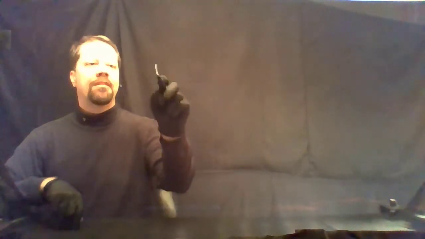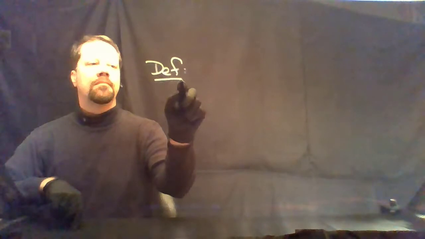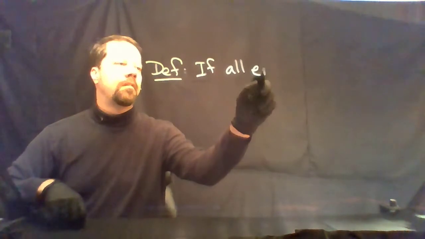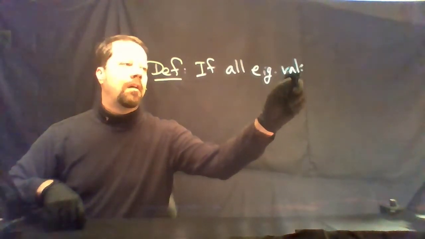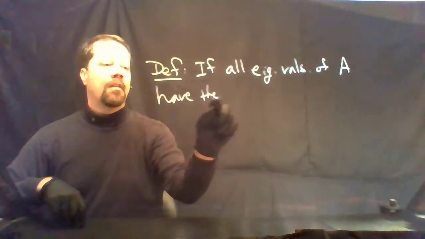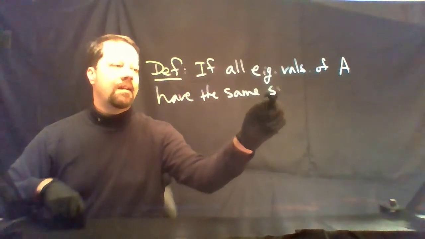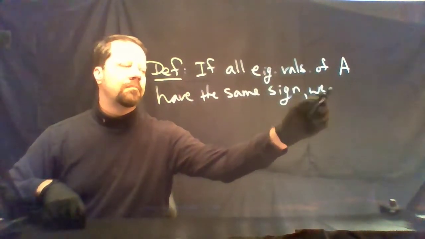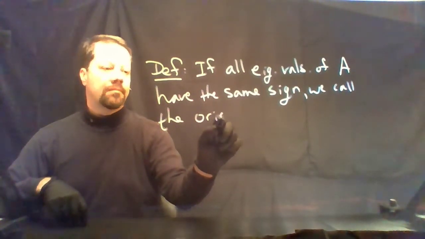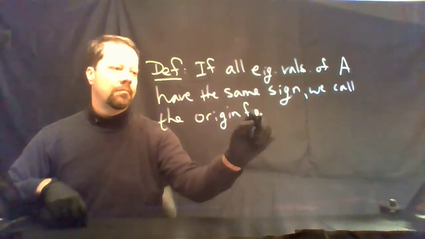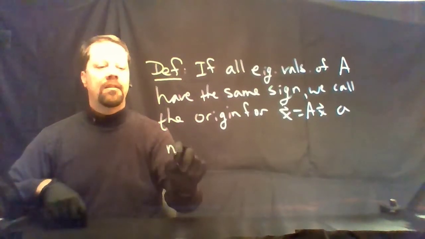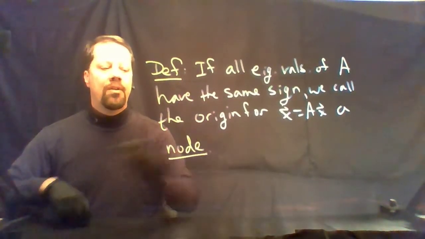We need to make a definition. If all eigenvalues of A have the same sign, we call the origin, or of course the linear system x dot equals Ax, a node.